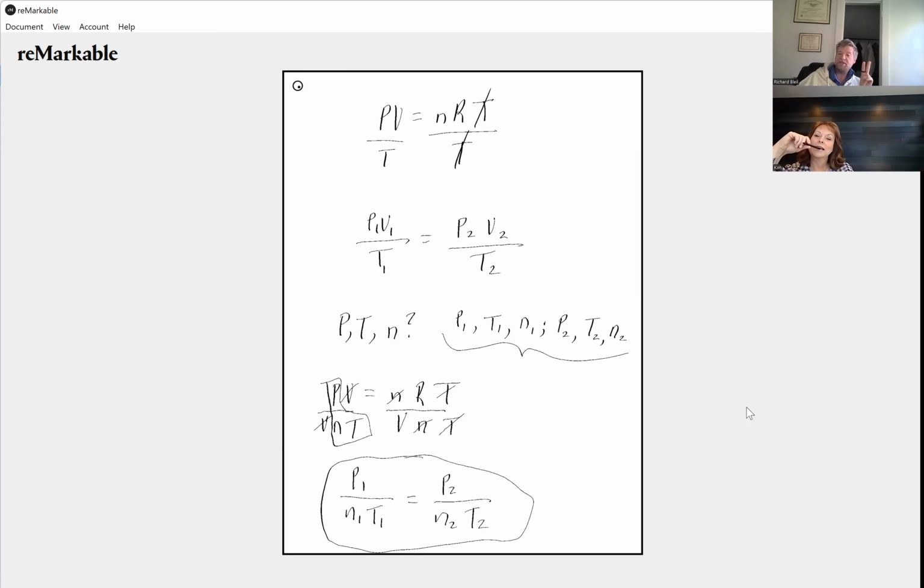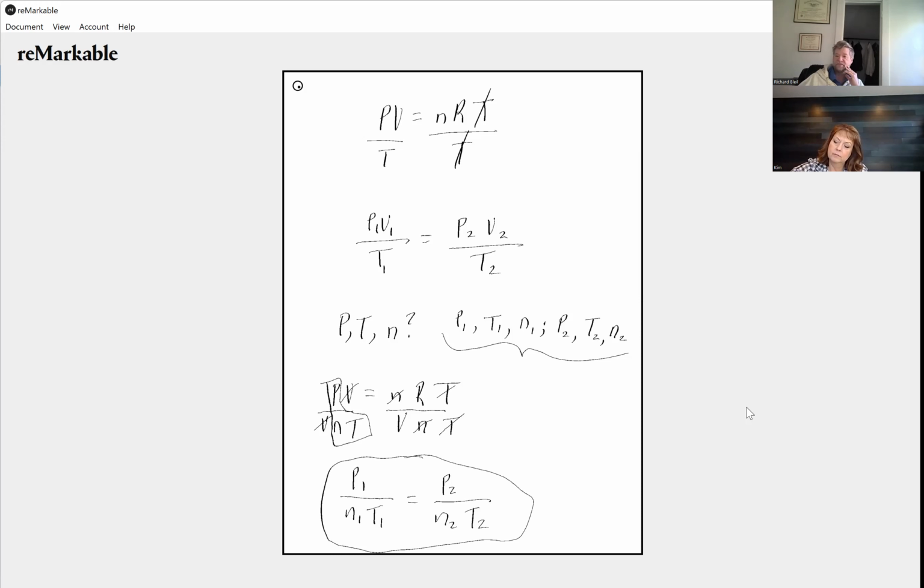So it doesn't have to be just 2 parameters. It can be 3 parameters. Heck, we can solve for all 4. PV over NT, P1V1 over N1T1 equal P2V2 over N2T2. It could be anything you want. Doesn't matter.